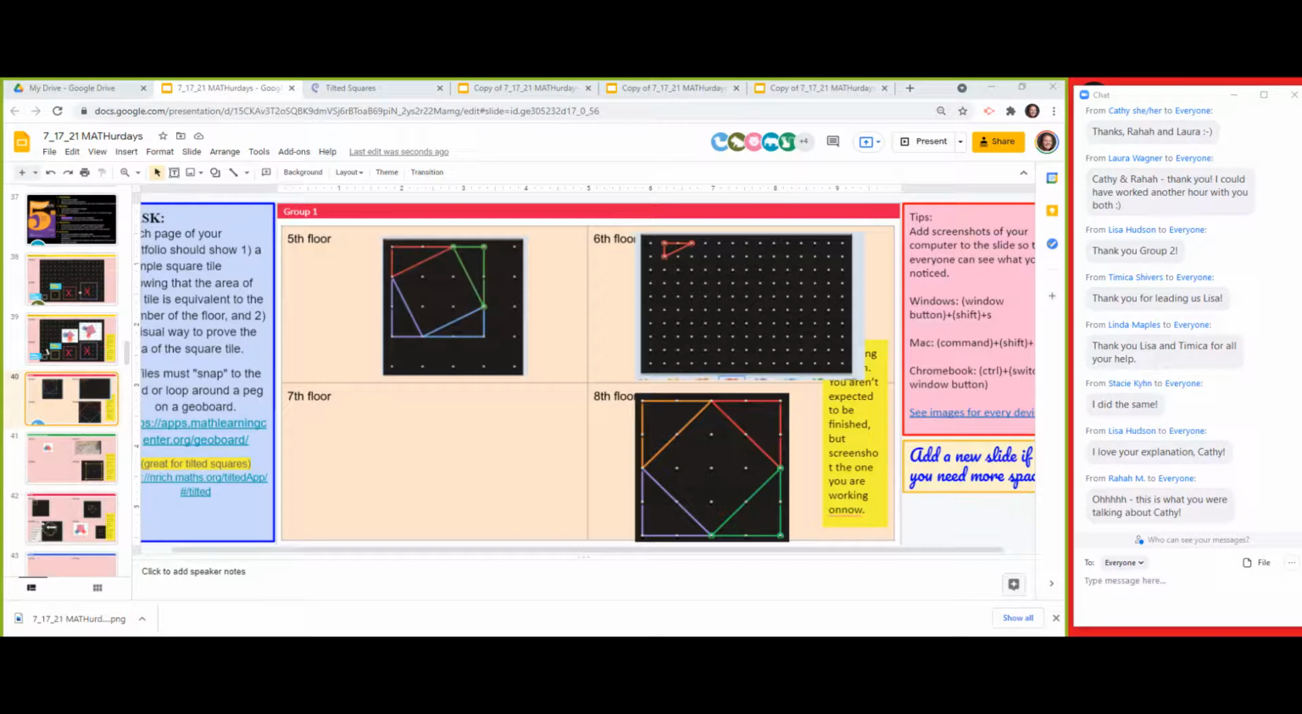Sure, I can talk about the 5th floor one. We first had that one as a 3rd floor, and then we realized that was wrong. But each of those triangles is a 1 by 2 right triangle.